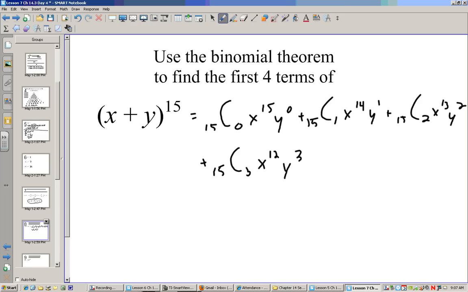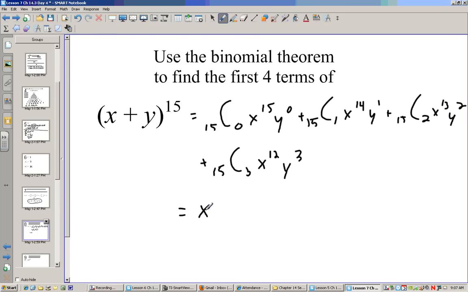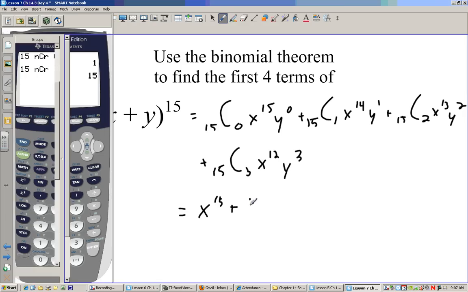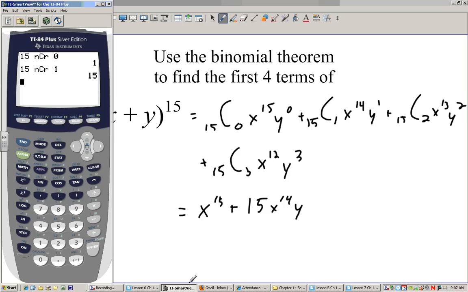So there's a combinations button on our calculator. If I do 15, move over to probability. So I hit math, move over to probability. Number 3, 15 choose 0 is 1. So this is 1 times x to the 15th times 1. So that's just going to be x to the 15th plus. Now if I hit second enter, it will all pop up again, and I can just change the last number to 1. So 15 choose 1 is 15. X to the 14th, y to the 1st, we can just write as y.